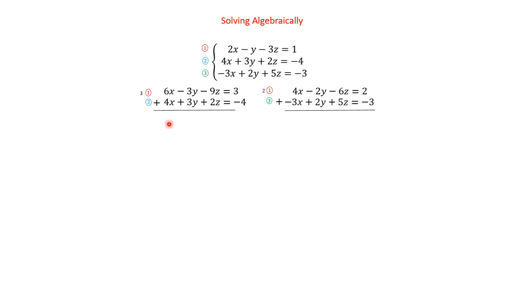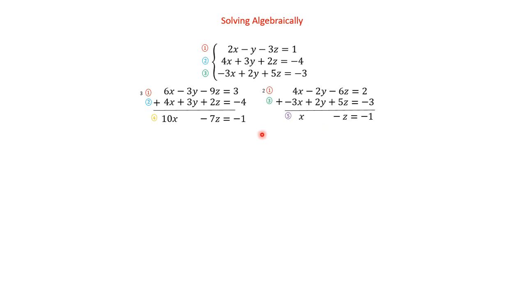Now we can add these together, get 10x. The y's go away by design. And minus 7z equals negative 1. And over here, that's 1x. Y's go away. Minus z equals negative 1. And now, those are equations 4 and 5.